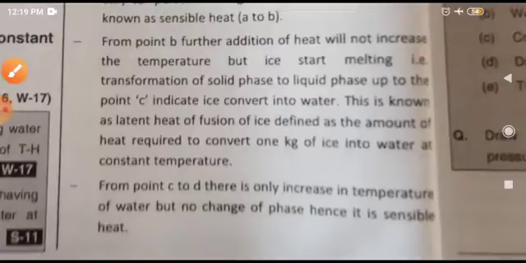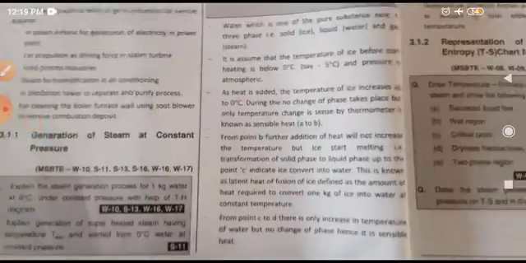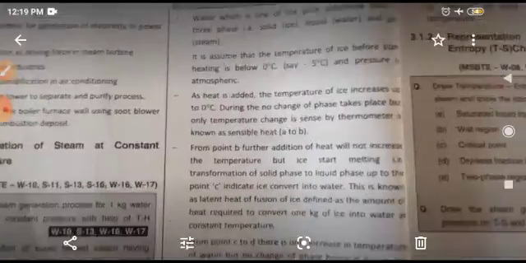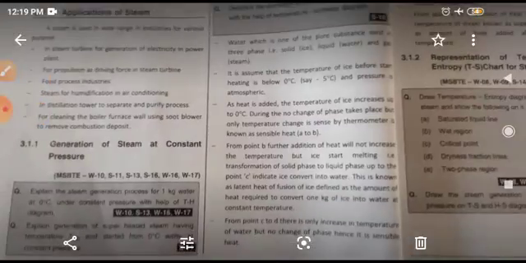Now from point C to D there is only an increase in temperature of water but no change in phase, which is again the sensible heat. I am telling you that there are two sensible heats and two latent heats. One is latent heat of fusion and another is latent heat of vaporization. Sensible heat at solid state and sensible heat at liquid state.